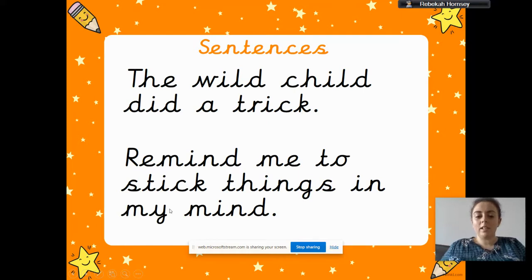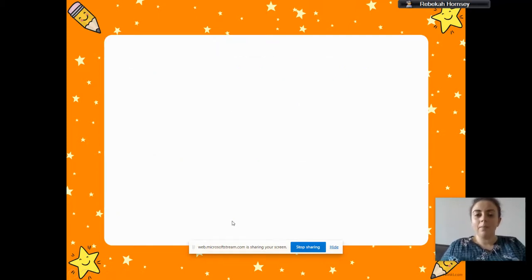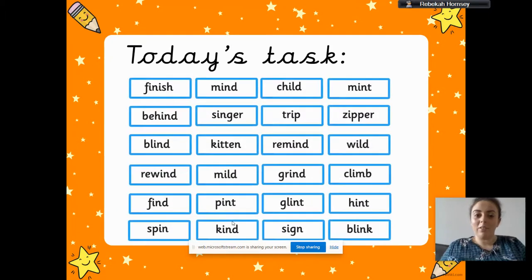Remind me to stick things in my mind. It's okay to say m, i, n, d with the first sound, but then if you realise that you've made a mistake, we need to go back and self-correct it, don't we? Mind didn't sound right to me, so I went back and said it with the I sound, and then it made sense to me. So now we've got your activity.